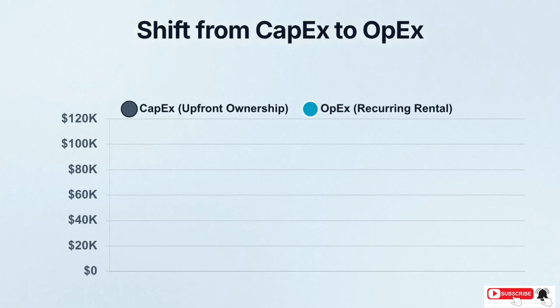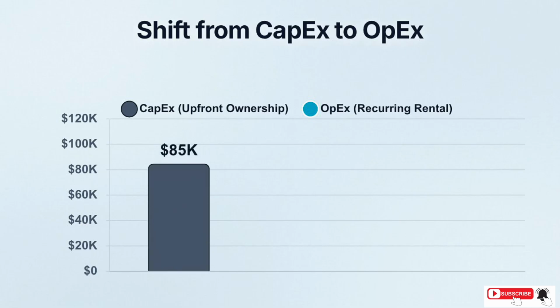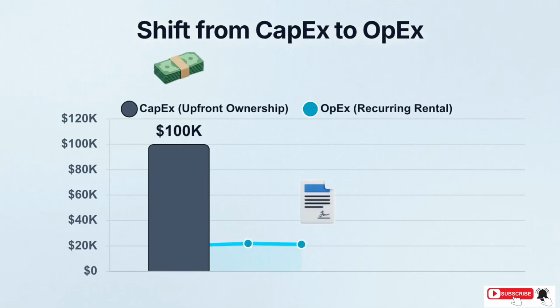Compare these two graphs. On the left is capital expenditure, or CapEx, a massive upfront cost for equipment you own. On the right is operational expenditure, or OpEx. This is like renting. You pay a lower, recurring fee for the service as you use it.